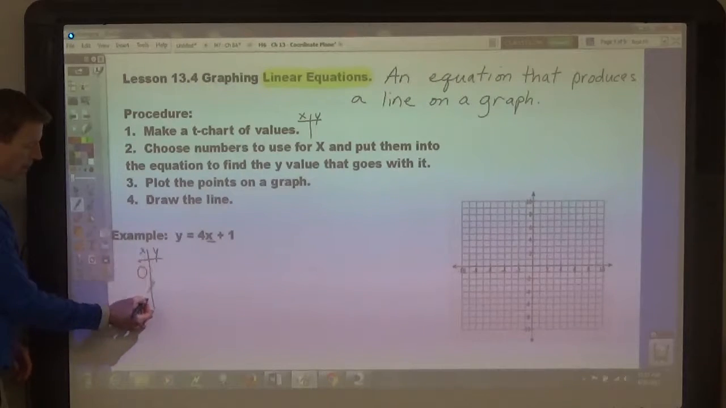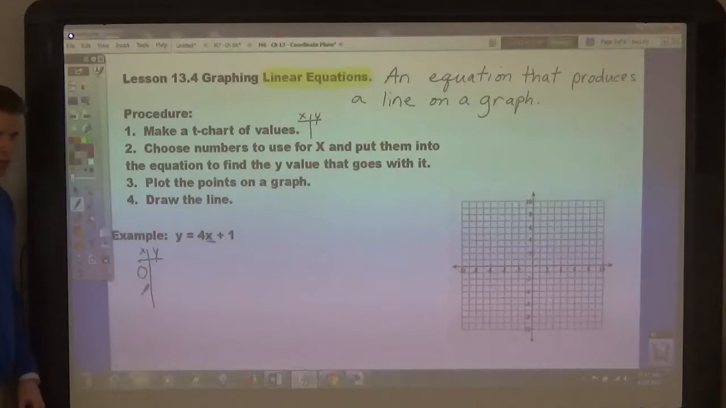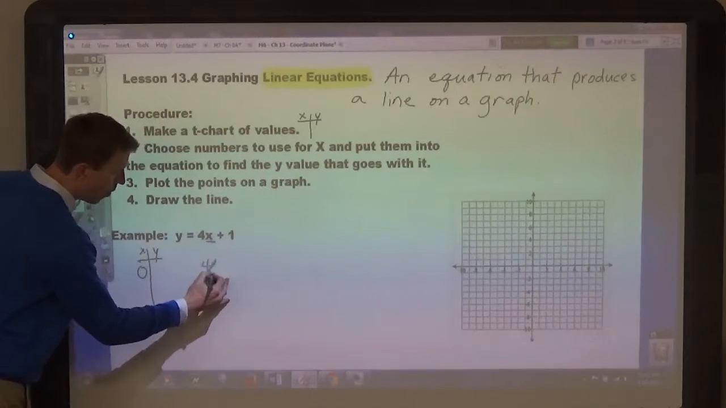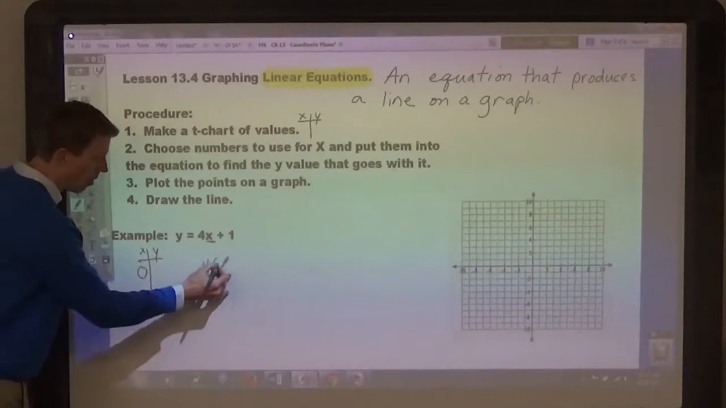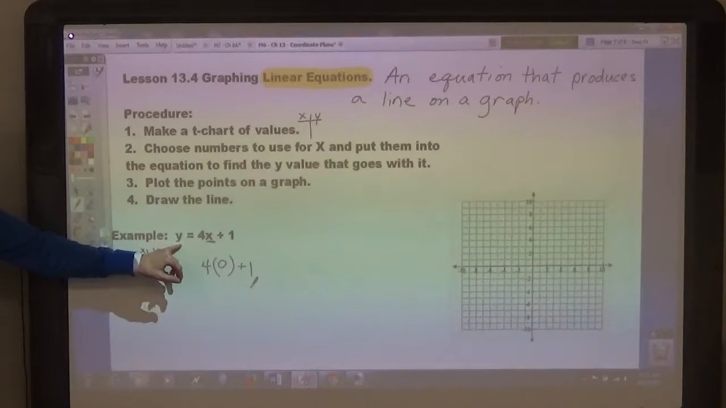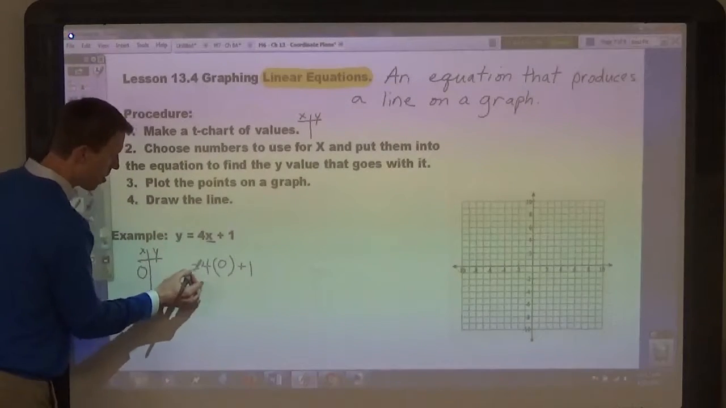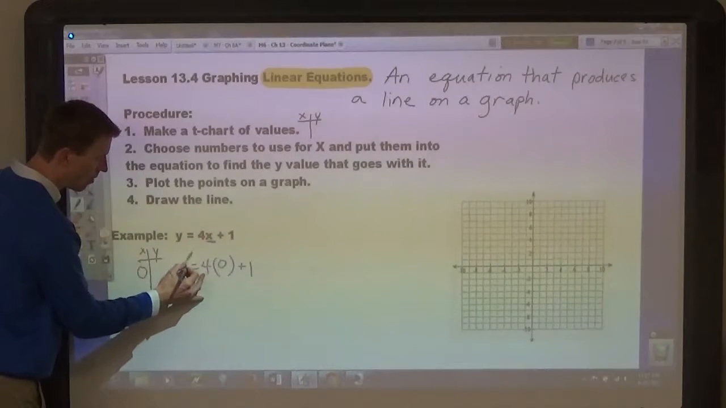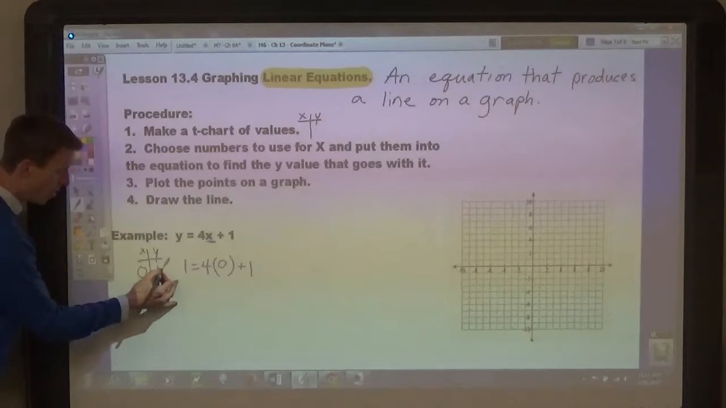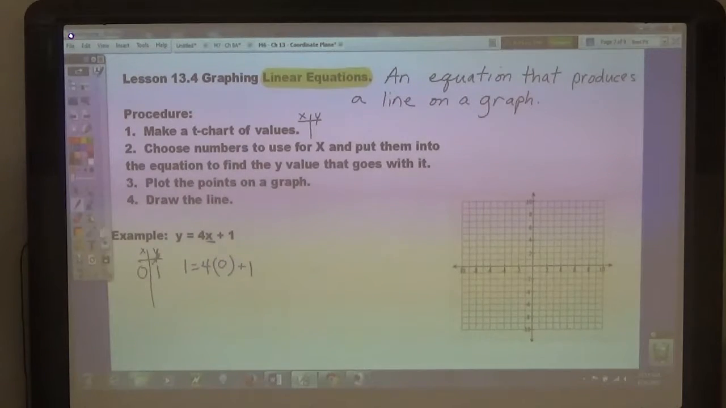Remember, we're going to choose numbers for x to find the number that goes with it for y. So, put the number in for x: 4 times 0 plus 1. What is 4 times 0 plus 1? 1. So, this means that when x is 0, y is 1. And this is an ordered pair that we can graph: 0, 1. Remember when you did that yesterday? Numbers from the chart going onto the graph?